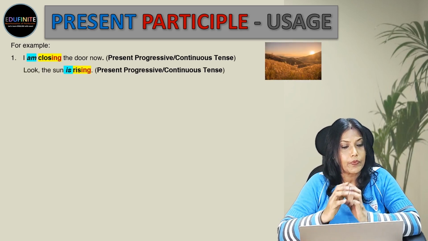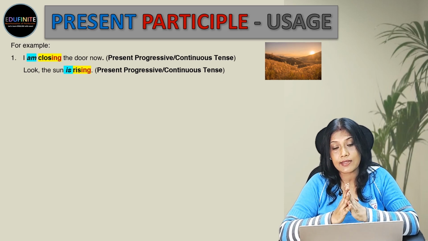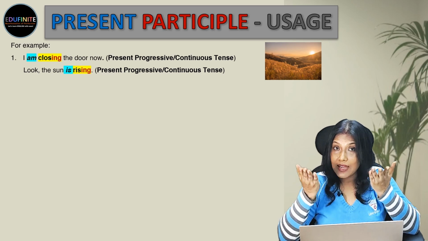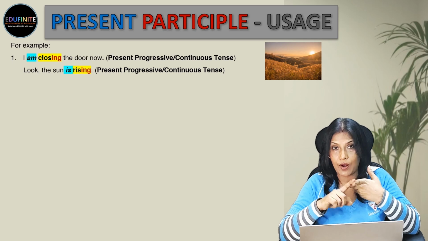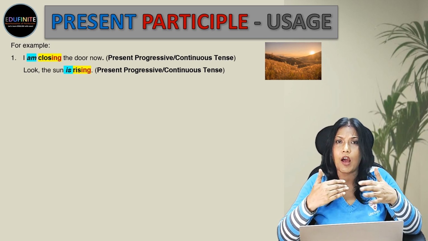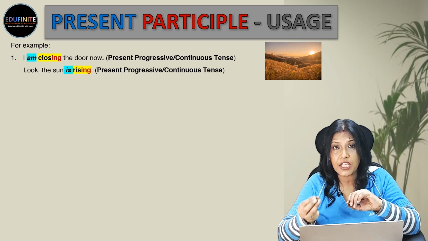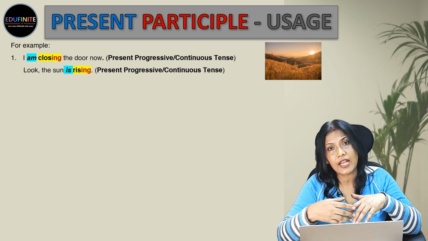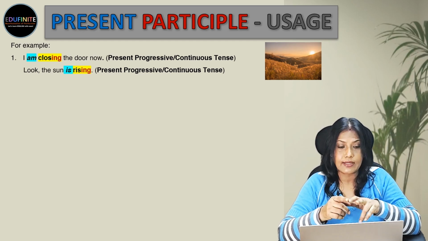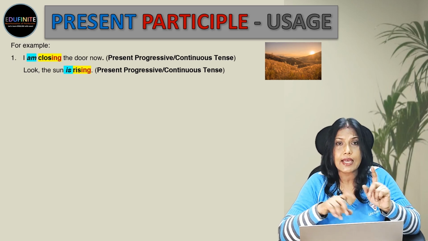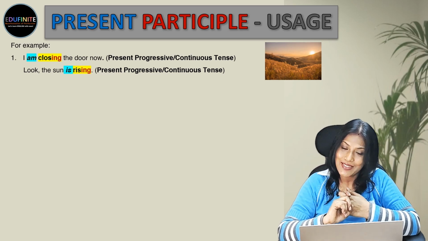Okay, the next one. Look, the sun is rising. So yes, it's looking beautiful. The sun is rising. So here also we have chosen two verbs, close and rise. So we'll be using them in our sentences to have a clear understanding of how the form changes and what auxiliaries we attach to form the various tenses. So, look, the sun is rising. So, this is again an ing, that is the present progressive or the present continuous tense.